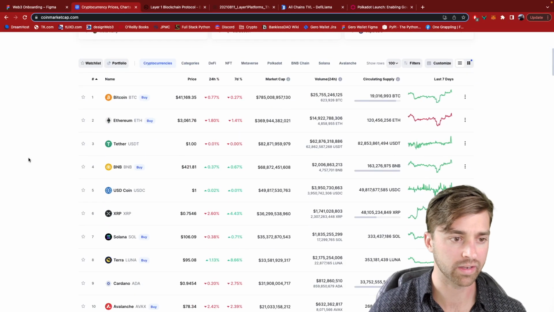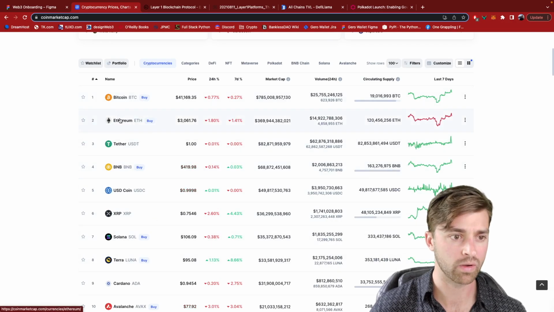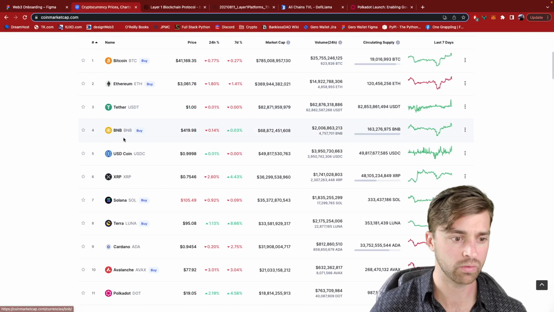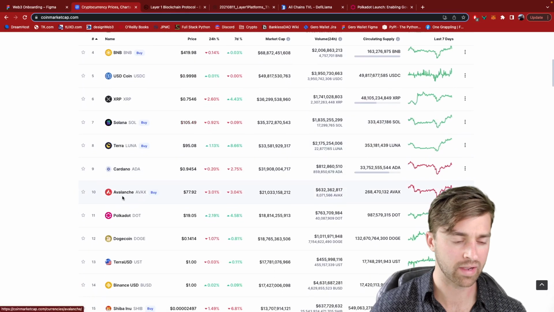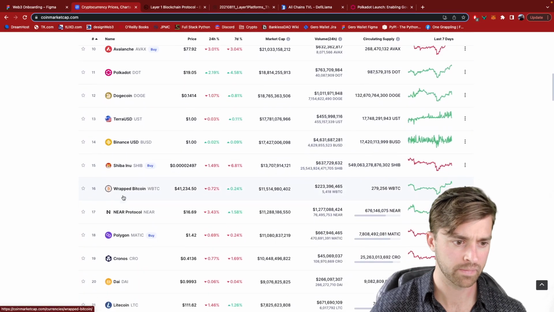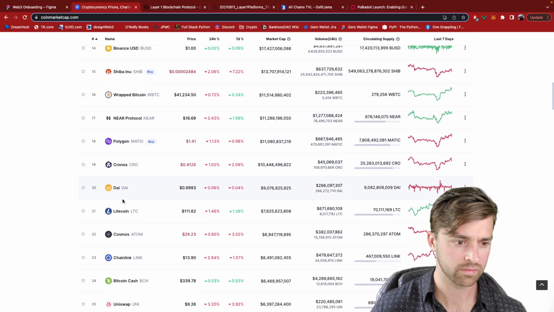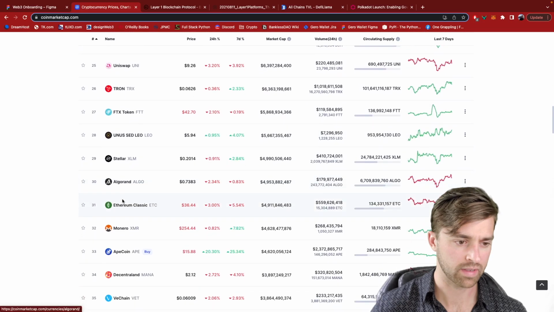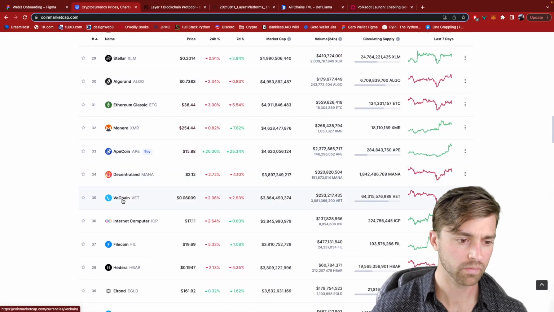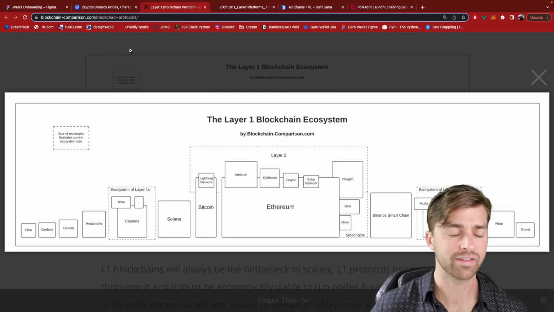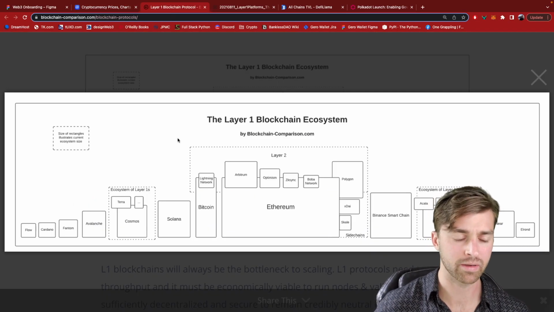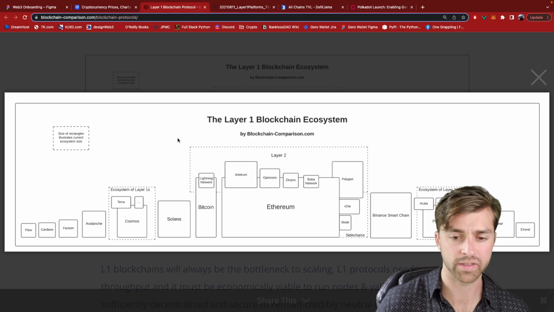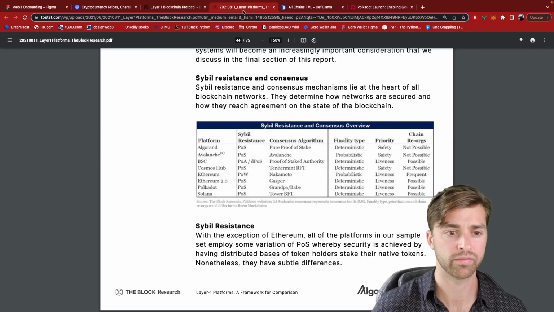You could go to CoinMarketCap and look at their relative values. Bitcoin is number one, Ethereum is number two, Solana, Terra, Cardano, Avalanche, Polkadot, Near, Cosmos, Algorand. Okay, so this is what I'm talking about when we talk about blockchain 3.0. These are the emerging layer ones we are referring to.